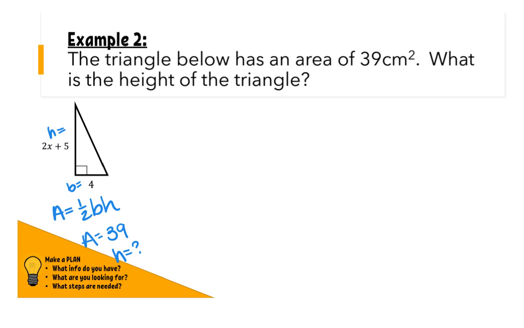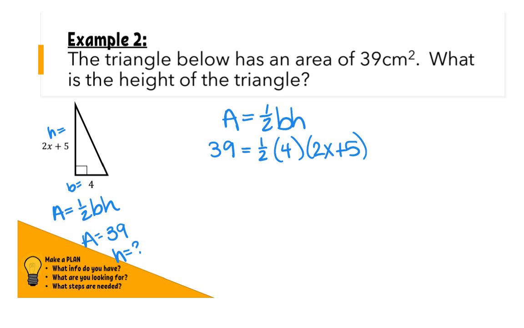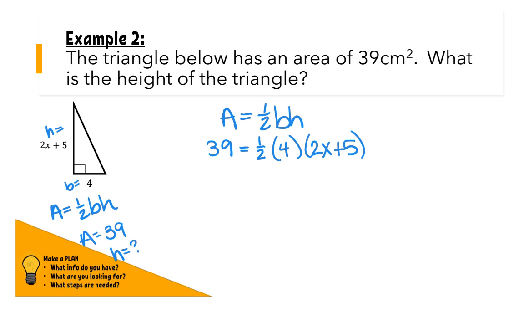Now that we've come up with everything the problem gives us and what we're looking for, go ahead and pause the video to write your formula and substitute in your values. Press play when you're ready to move on. You should be using the equation A equals 1/2 base times height, because that is the equation for the area of a triangle. We'll substitute the 39 in for the place of A. The base will be 4, and the height will be 2x plus 5. From this point forward, you just distribute, combine like terms, and solve as normal.